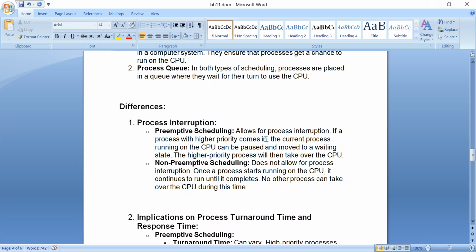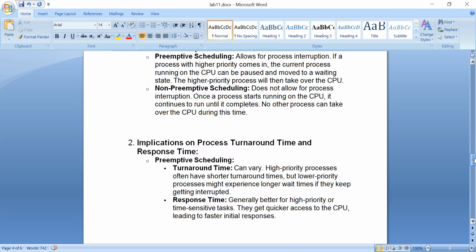Okay. Non-preemptive scheduling does not allow for process interruption. Once a process starts running on the CPU, it continues to run until it completes. No other processes can take over the CPU during this time. So in preemptive scheduling, we have process interruption: if there is a high priority process, it will take over the CPU. But in non-preemptive scheduling, once the process starts, it continues until it completes. No other process can take over that CPU time.